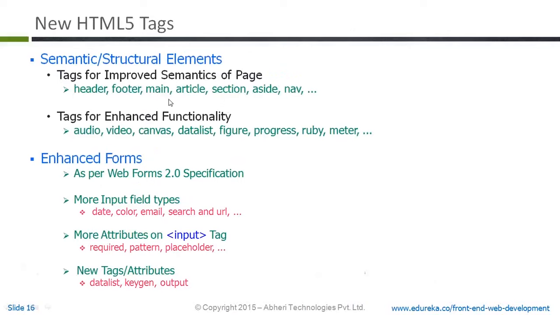So then what are the new tags which were introduced in HTML5? These are the semantic and structural tags like header, footer, main, article, section, aside, navigation. These are the frequently used tags which define the structure of your HTML page, newly added in HTML5. They were not present in HTML 4.01. Similarly, for enhanced functionality, the audio tag, video tag, canvas, datalist, figure, progress, and so on are all added.